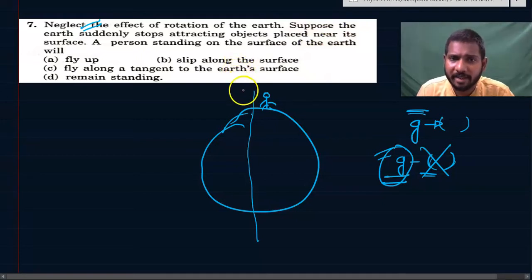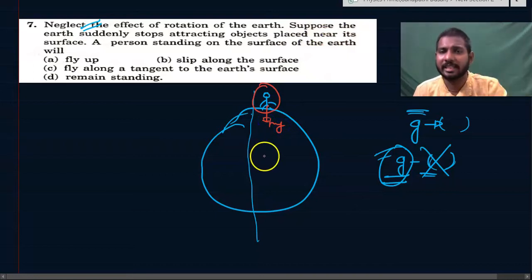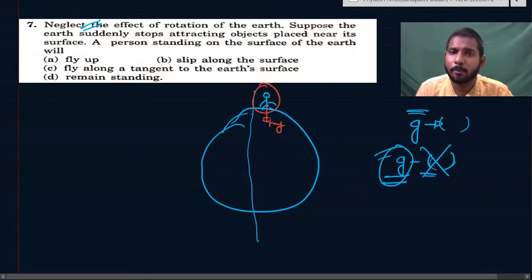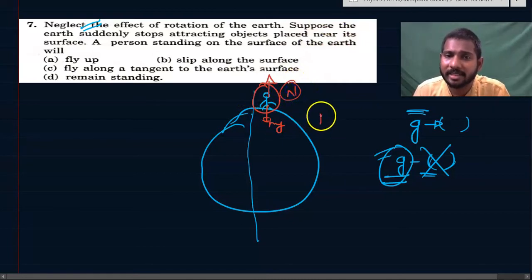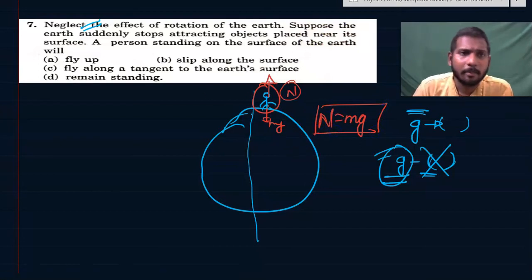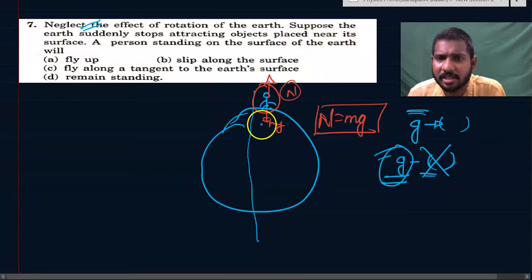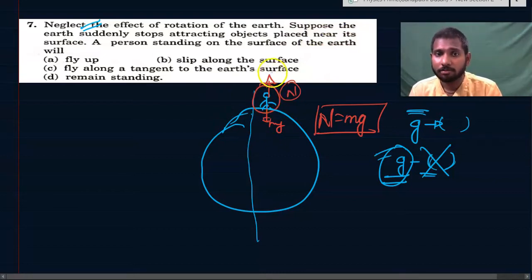What will happen to you? Will you fly away? Till now Earth is attracting you with mg. As far as we know, there will be an effect of rotation, but you neglect it. Earth attracts this boy with mg, so mg is the force on this boy, and the earth will push the boy with a normal force N. When the boy is at rest, that N should be equal to mg. For a simple case, N equals mg. But now if suddenly mg vanishes, you may feel the boy should go upwards and fly away, because the normal force is directed against mg.